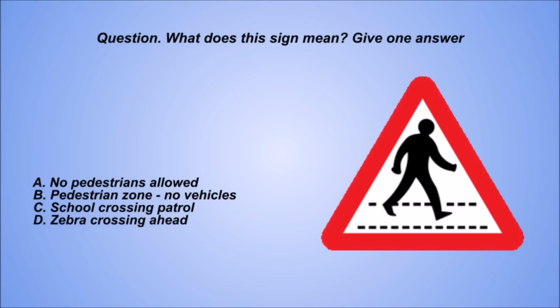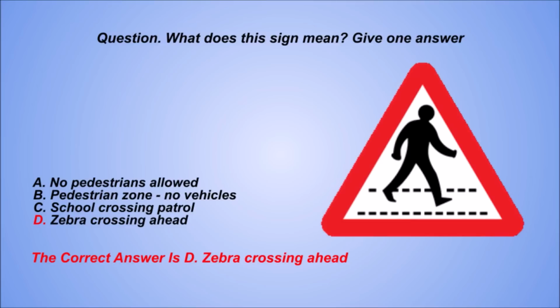Question: what does this sign mean? Give one answer. A. No pedestrians allowed. B. Pedestrian zone, no vehicles. C. School crossing patrol. D. Zebra crossing ahead. The correct answer is D.